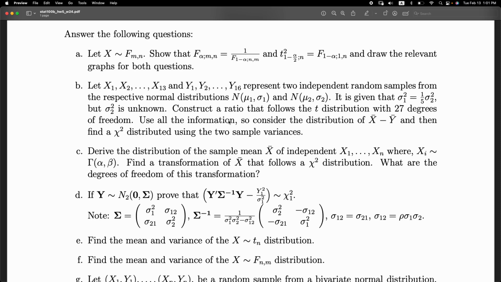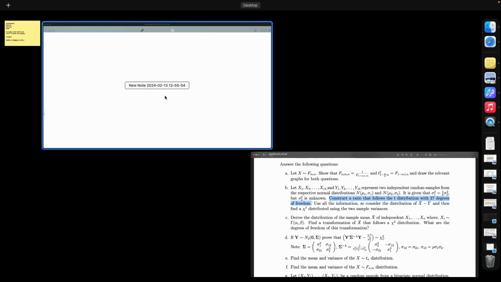So we are asked to construct a ratio that follows a t distribution with 27 degrees of freedom, so that is another constraint that we need to satisfy. Then, using all of the information, consider the distribution of x bar minus y bar, and then find a chi-square distribution. So I think the goal is that we need to construct a t distribution, and the following are just a hint. We are going to do this in the following way.